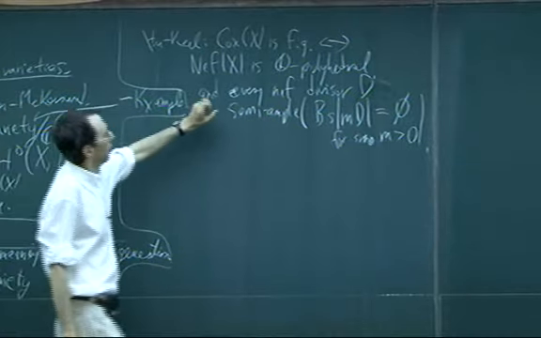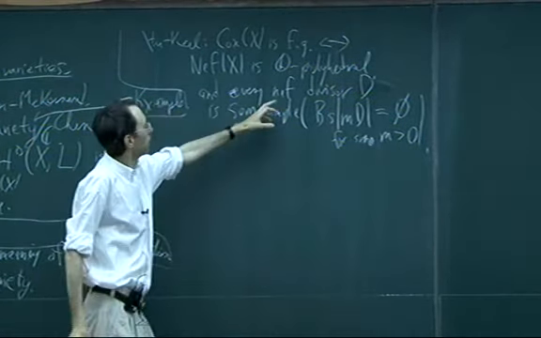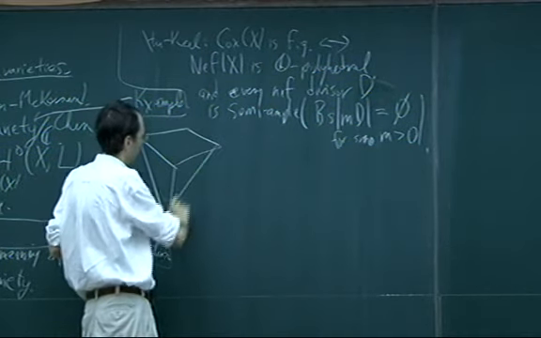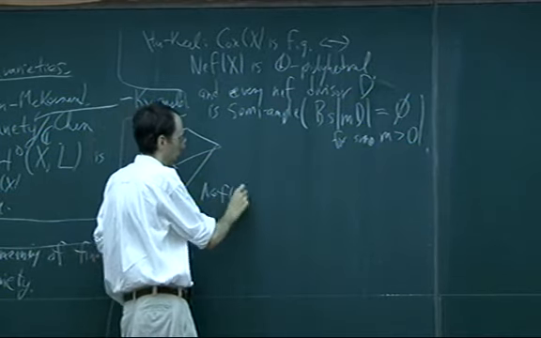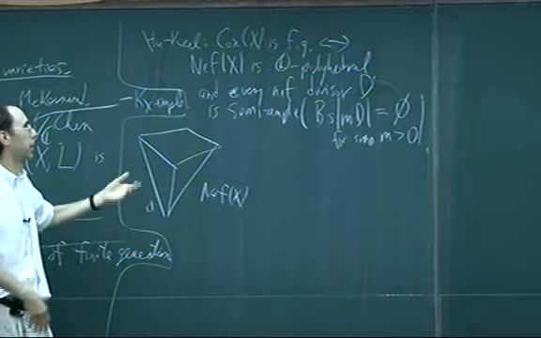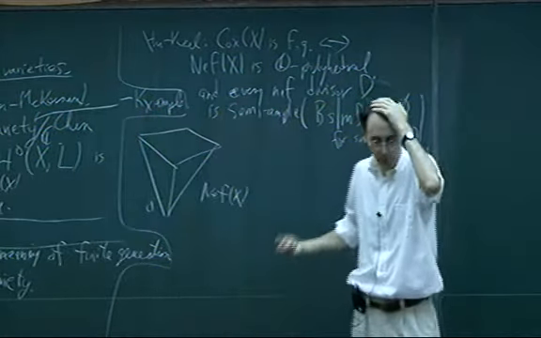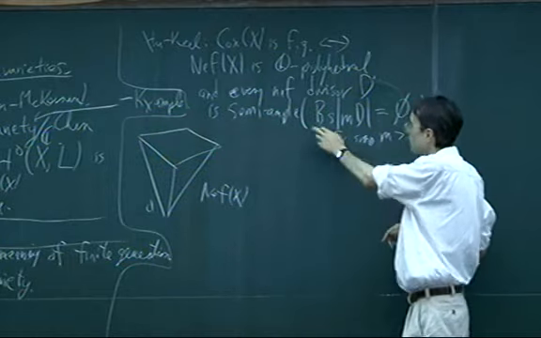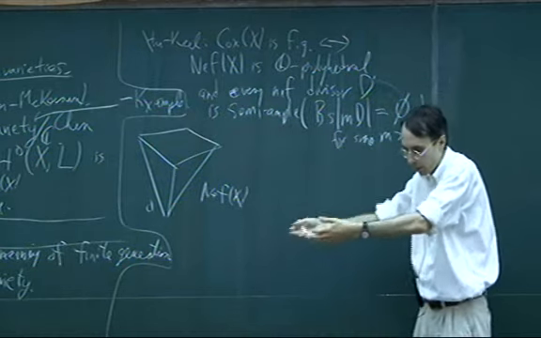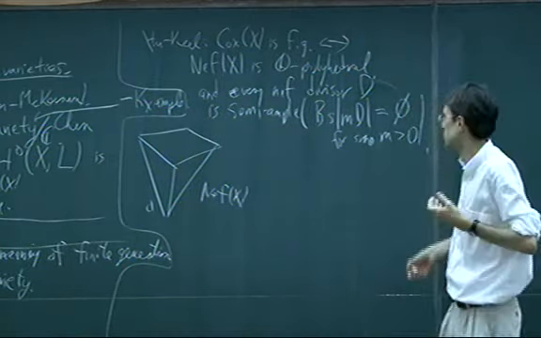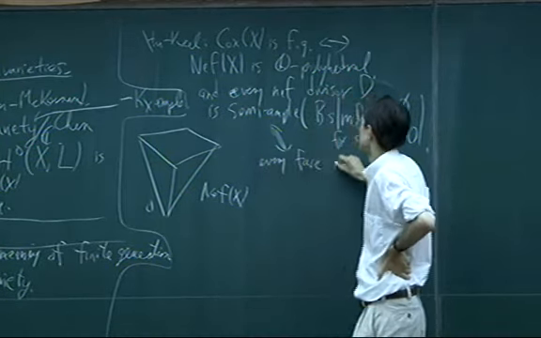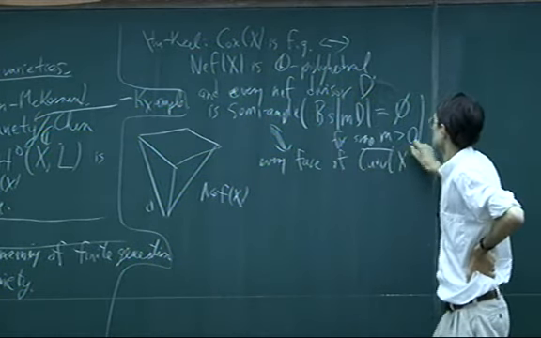Saying that every nef divisor is semi-ample is saying that every point in this nef cone gives you a contraction of X, because the whole point of semi-ample line bundles is that by taking Proj of the section ring of a semi-ample line bundle, you get some other variety that X maps onto. So it's equivalent to saying that every face of the cone of curves can be contracted.